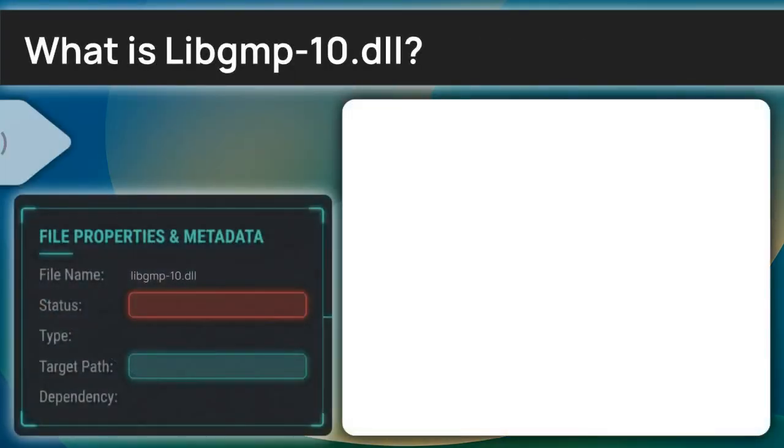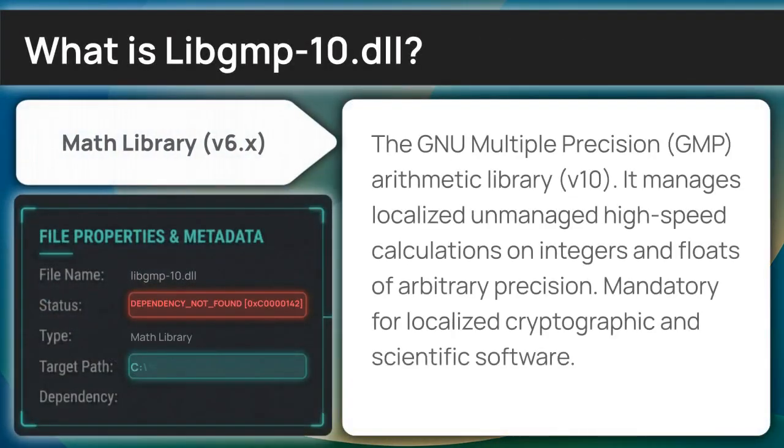This is the libgmp-10 library, the GNU Multiple Precision (GMP) arithmetic library v10. It manages localized unmanaged high-speed calculations on integers and floats of arbitrary precision, mandatory for localized cryptographic and scientific software.